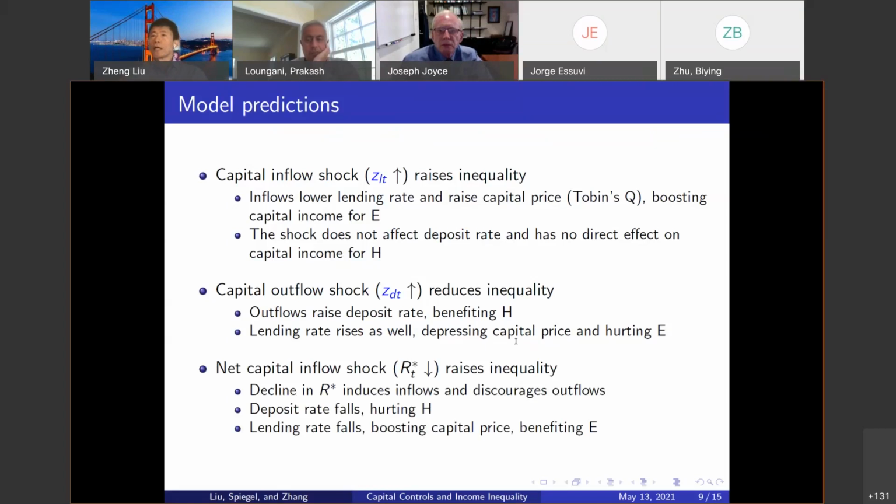And the third shock is a net capital inflow shock, which is a decline in the world interest rate. Why do I call it a net capital inflow shock? Because a lower world interest rate would make it more attractive for foreign investors to invest in this small open economy when their funding cost is lower. So there will be a gross inflow increase. At the same time, the household in the small open economy finds it less attractive to deposit in foreign banks because their earnings will go down. So there will be less outflow and more inflow, and therefore a decline in R-star will cause an increase in net inflow.